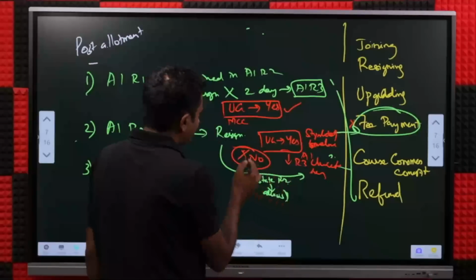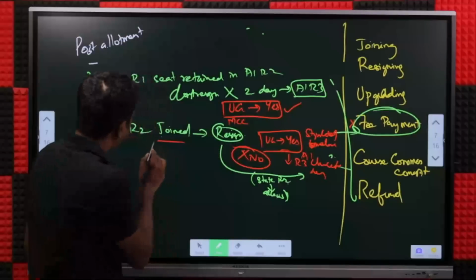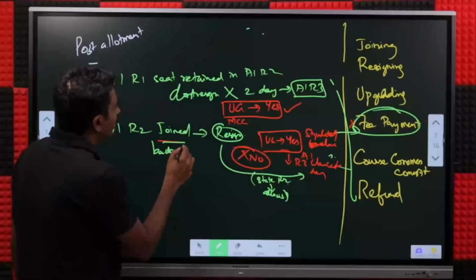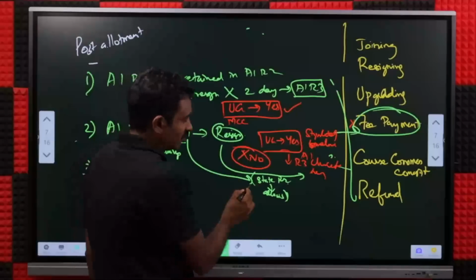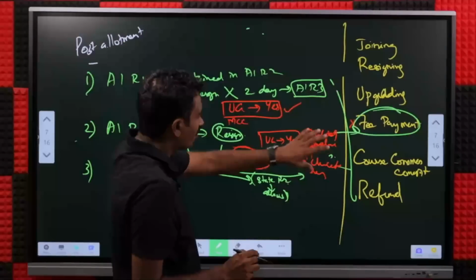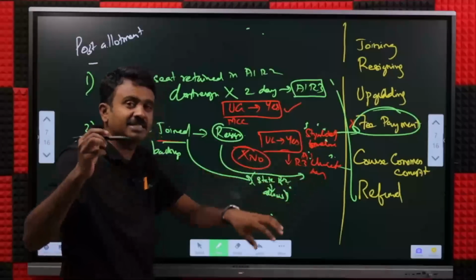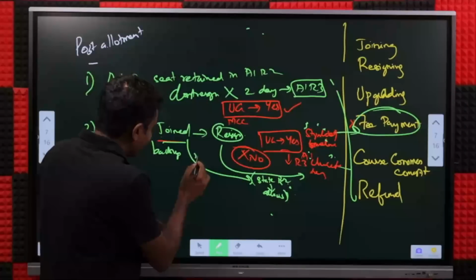So if the state allows, and you are allotted a seat by this resignation deadline after joining All India Round 2, with a backup here, you can resign and move on to state R2. Correct? If the state allows. Provided the state results are out before the stipulated timeline, exactly like All India Round 1, this resignation is possible.